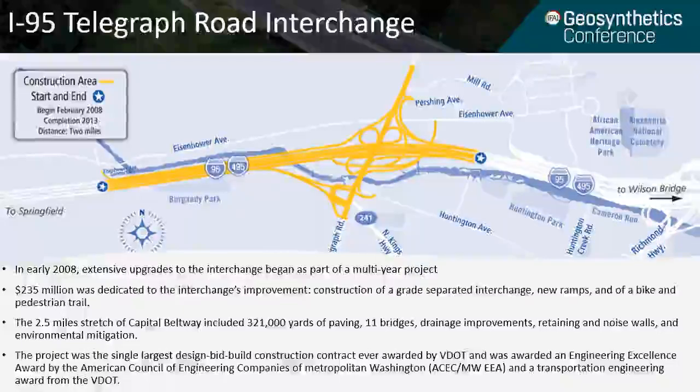The goal of the new interchange was to improve vehicle capacity and provide safer and more efficient travel through a series of bridges and ramps. The project was the single largest design, bid, and build construction contract ever awarded by the Virginia DOT.